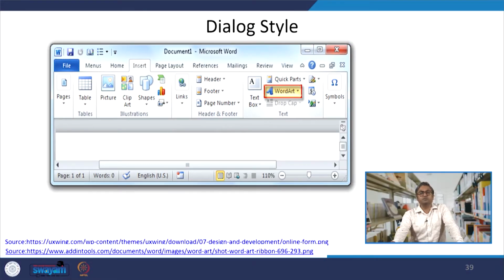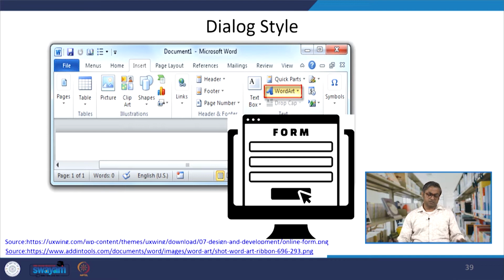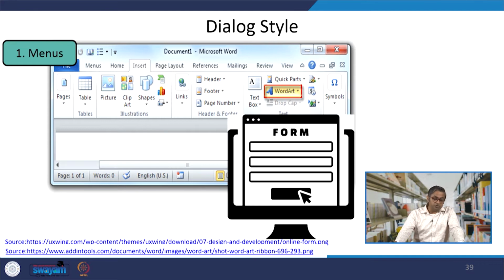It is very important for us to look at the interface of the dialog style. If one has to fill a form, what kind of information will be relevant? The name will be enough, the address will be enough, the email will be enough, the phone number will be enough, and if it is enough, where should it be presented? What kind of menus will be required here?